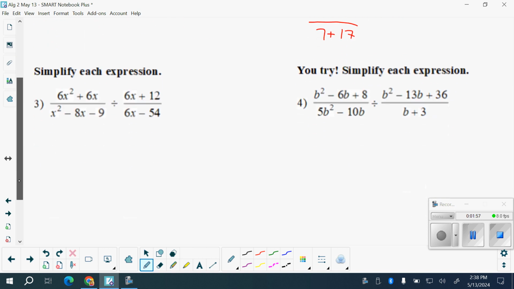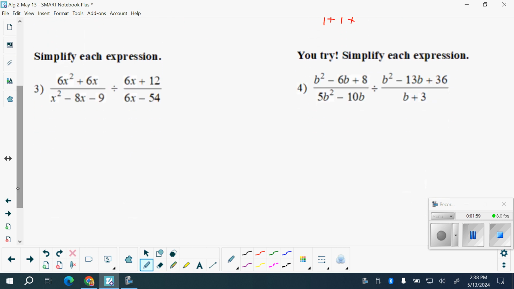Okay, so let's do number 3. This is division, which means we need to do what? Yeah, we're going to take the reciprocal of the second fraction. So we're going to rewrite this first one, and we're going to factor as we rewrite it. How does the numerator factor on number 3? Factor out a 6x, that's right. So 6x times x plus 1. If I take 6x times x, I get 6x squared. 6x times 1, I get my 6x.